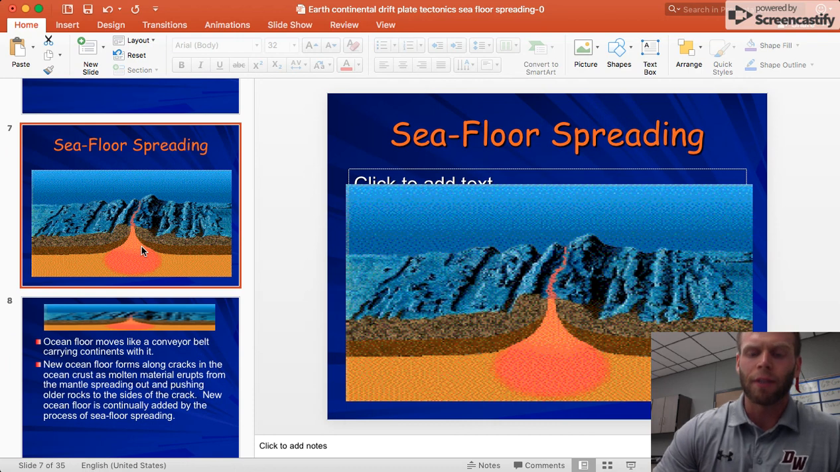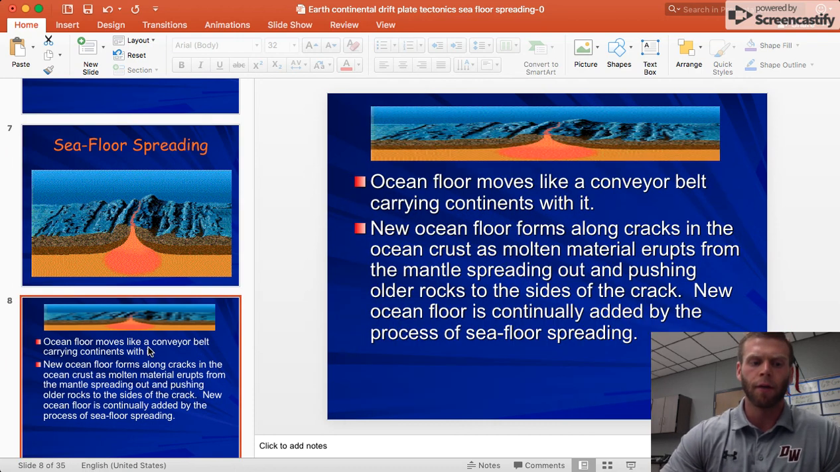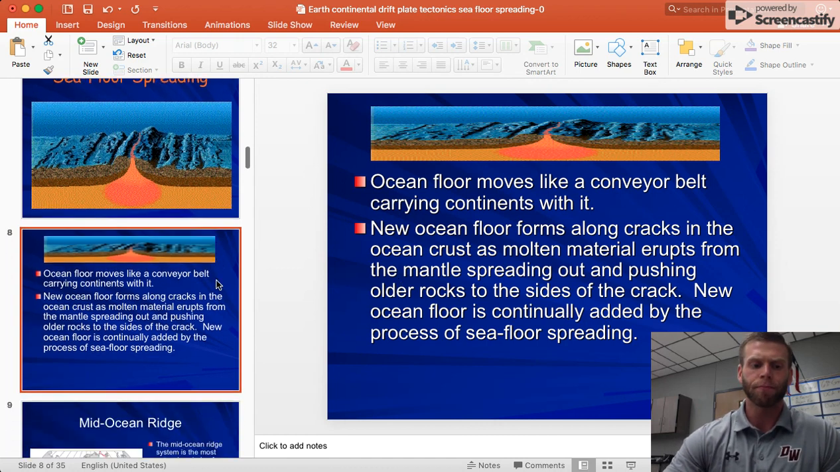All right, so now we'll talk about seafloor spreading. With seafloor spreading, the ocean moves like a conveyor belt. You know what a conveyor belt is, just moving constantly. It carries the continents with it. New ocean floor forms along the cracks in the crust as molten material moves up from the mantle. New ocean floor is continually added by the process of seafloor spreading.